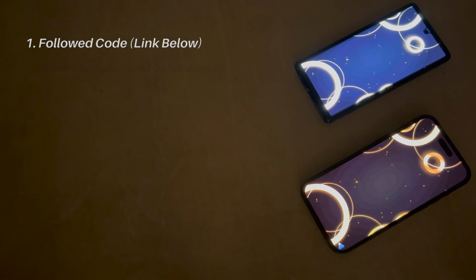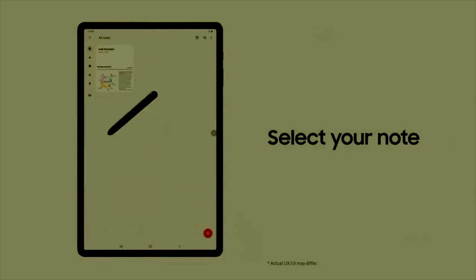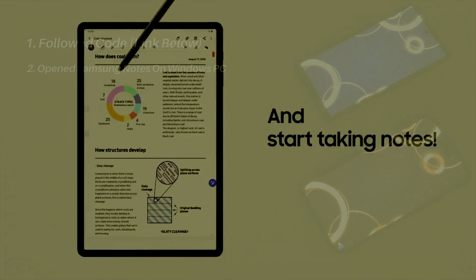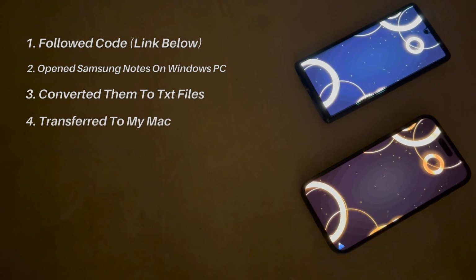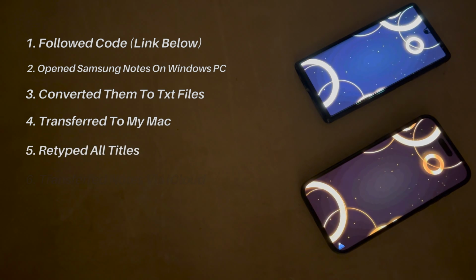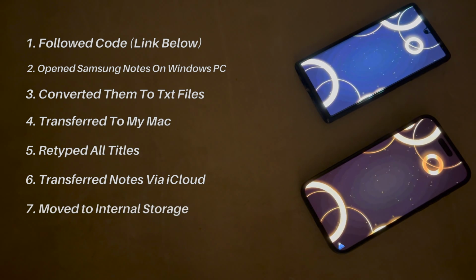First, I followed this gracious individual's code, linked down below, and used my Windows PC to open Samsung Notes, which natively doesn't work on anything but Galaxy Books. Then converted those to text files, transferred those to my Mac, then retyped the titles of every one of my 400 notes, and then used iCloud to send them back to my iPhone, which I then moved to its internal storage. And that took so long. And that was just one of, I think, 5 things I needed to convert. It was a doozy.